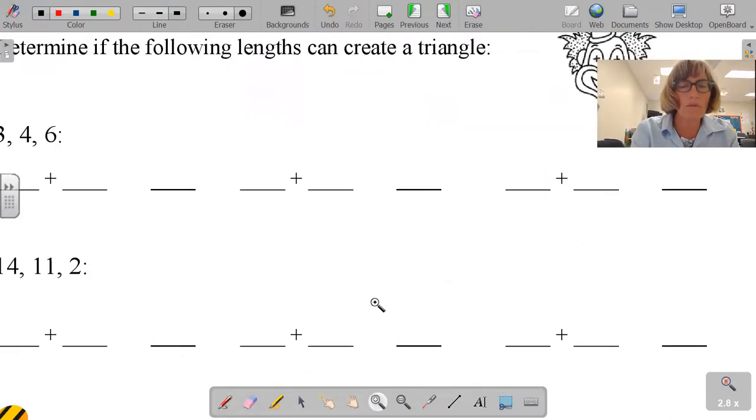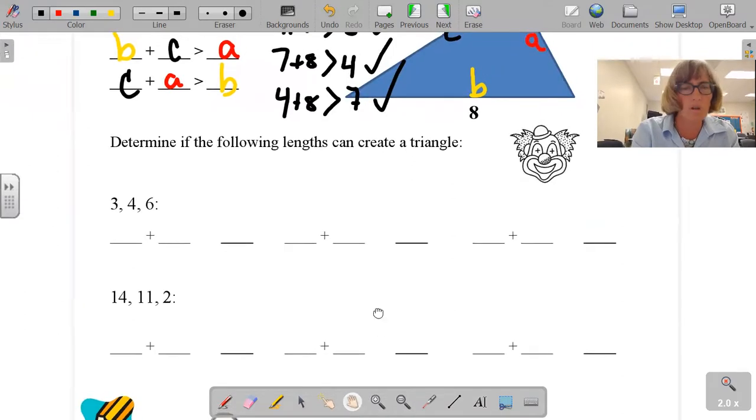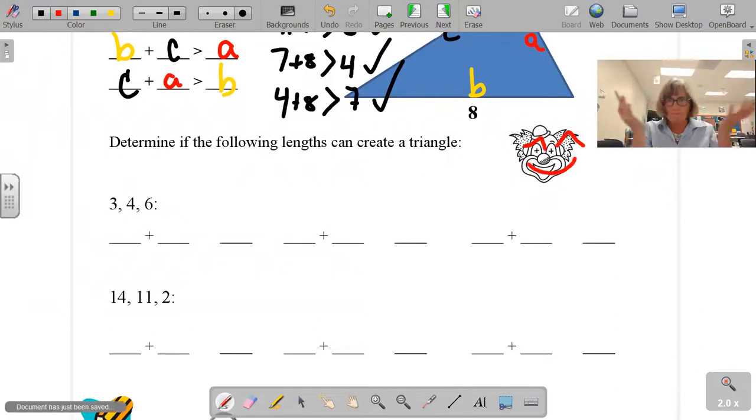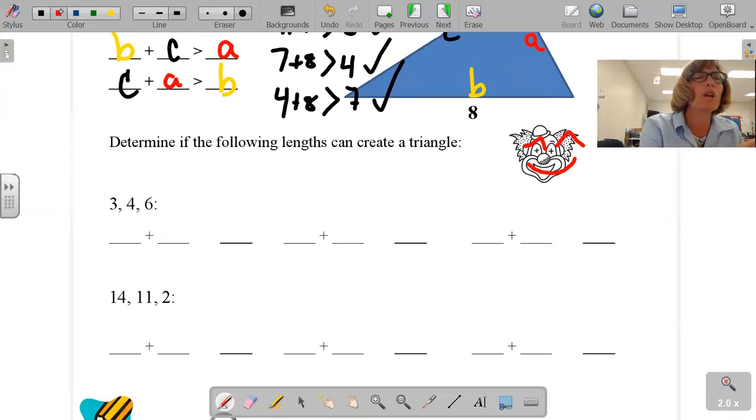I also call this clown face because this looks like a clown to me. Eyebrow, eyebrow, smiley. Let me show you what I mean. I have an imagination. That's what I'm imagining. Okay, so here we go. We're going to test if 3, 4, and 6 makes a triangle.